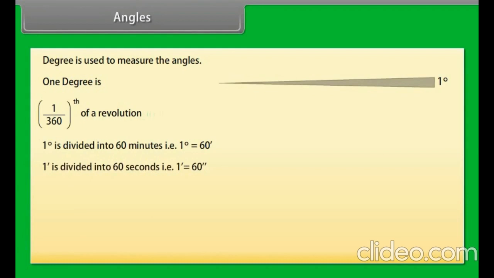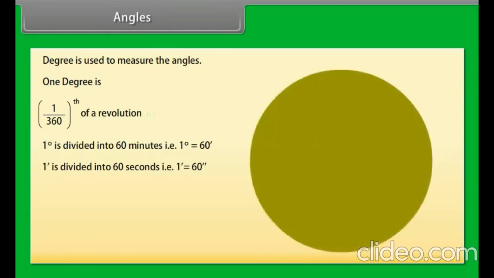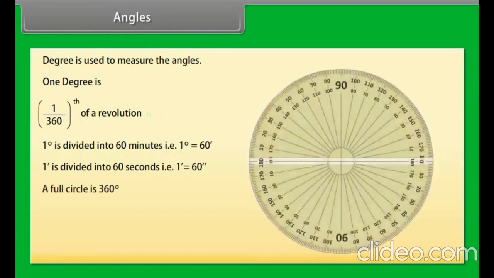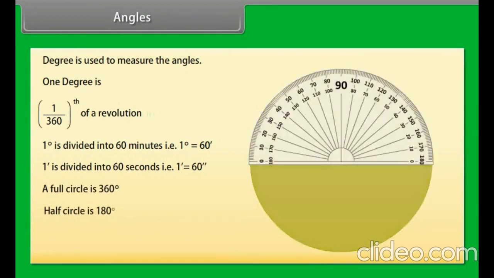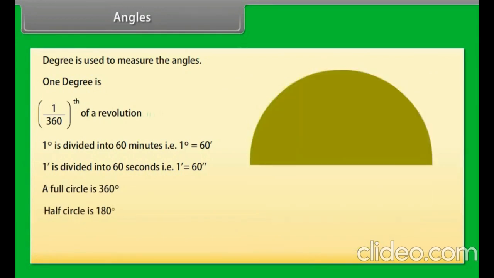There are 360 degrees in one full rotation, one complete circle around. A full circle is 360 degree. Half circle is 180 degree. How to measure the radian?